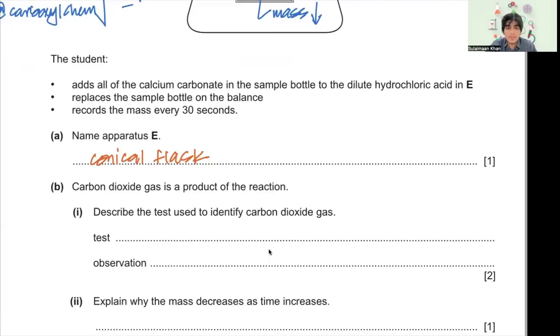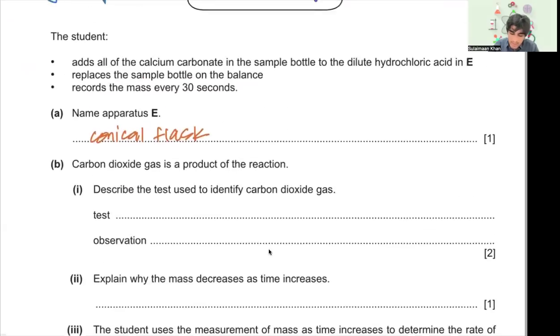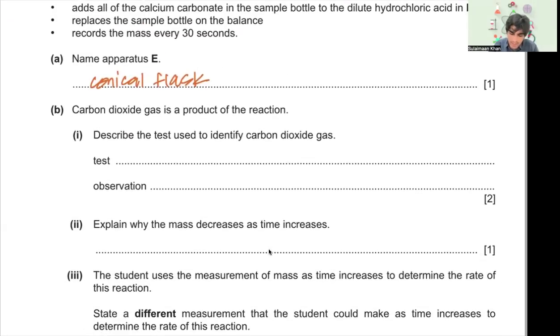Okay, great. Now, it says carbon dioxide is a gas, a product. Carbon dioxide gas is a product of this reaction. Describe the test used to identify carbon dioxide gas. What's the test? Bubble it. It's saying describe. Don't write lime water test. It says describe. Please remember, description and writing is different. So bubble the gas through lime water. That's description.